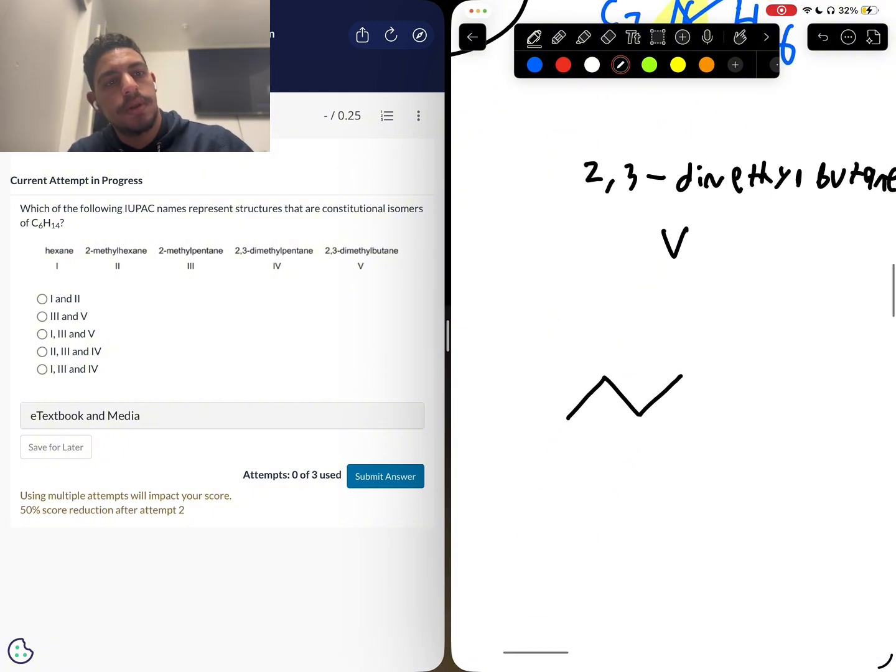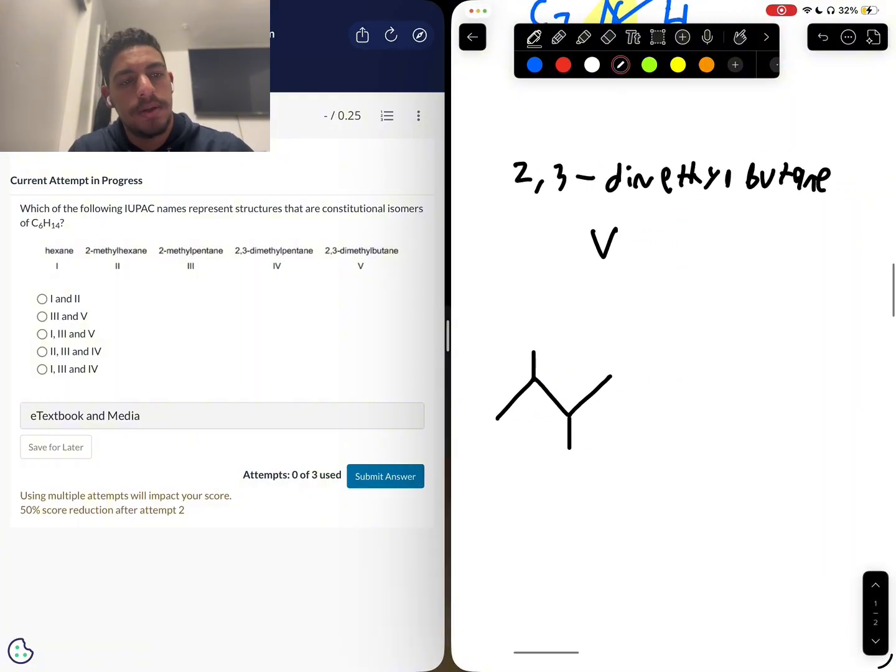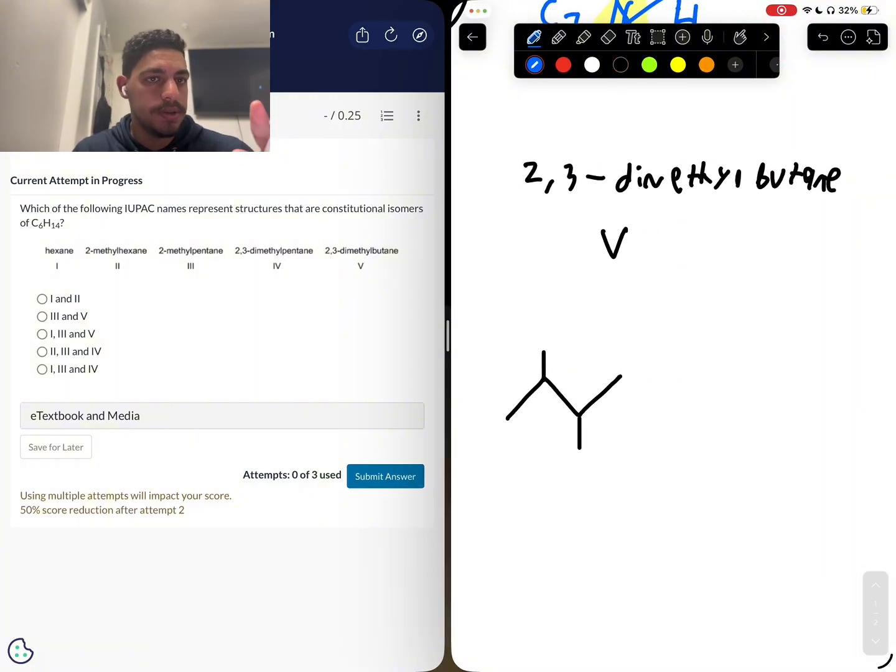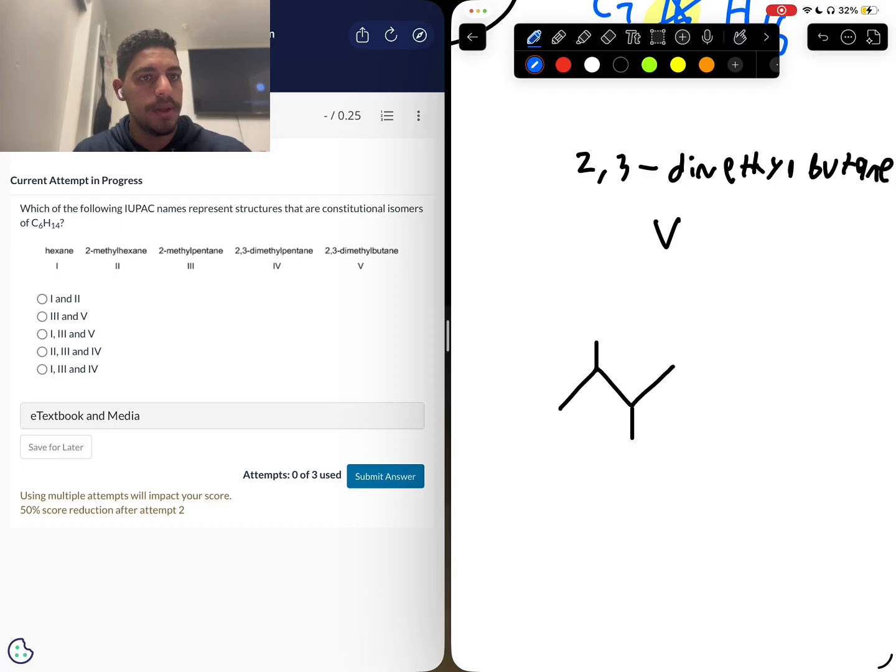So let's work through this one, right? 2 and 3, so carbon 2 has a methyl, carbon 3 has a methyl, right? And it's a butane. So again, we're not going to draw the hydrogens. I'm just going to draw the ones that are a little bit weird, right? So I'll draw this one and I'll draw this one. Now I want you to figure out, you can always pause and figure it out for yourself, and then you can come back and check.